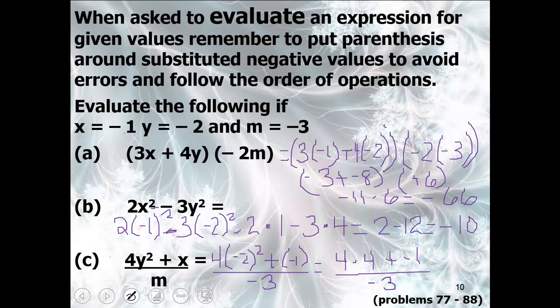I have to do my multiplication first. 4 times 4 is 16, plus a negative 1 all over negative 3. 16 plus a negative 1. Okay, so that gives me 15, and I have more positives, so it's a positive 15 divided by a negative 3. Ooh, I ran out of room. Equals negative 5. A positive divided by a negative gives me a negative answer.